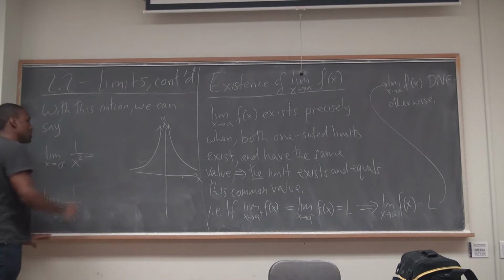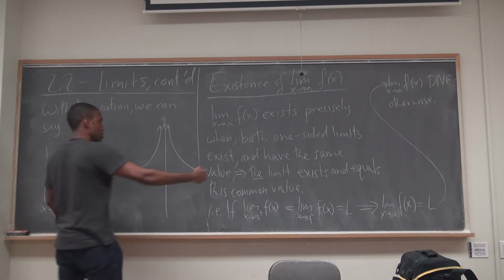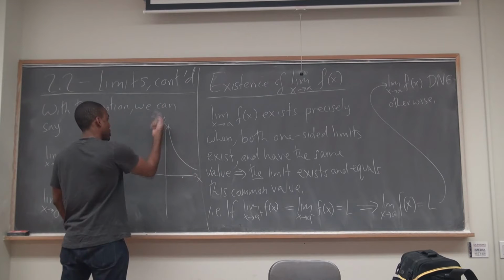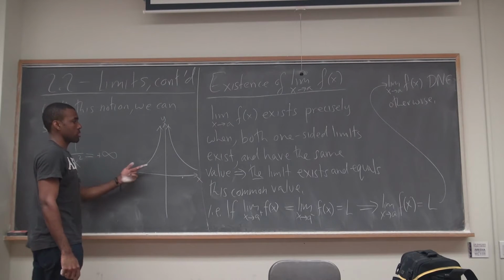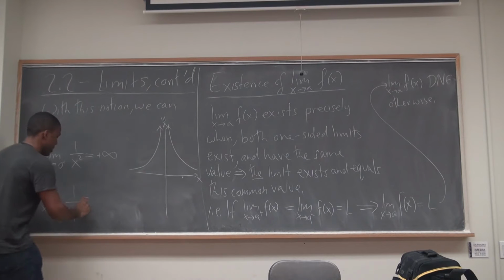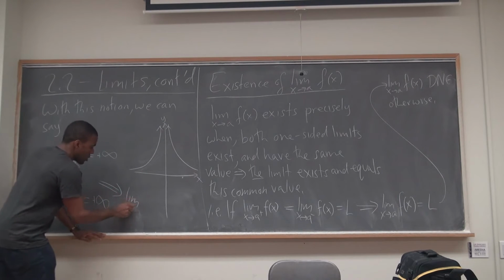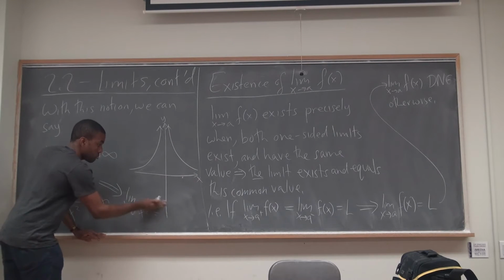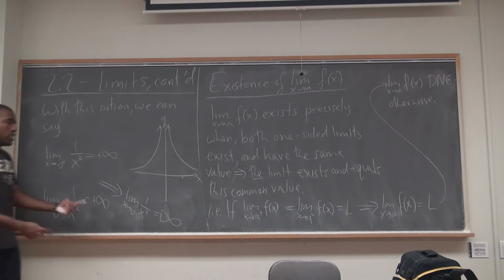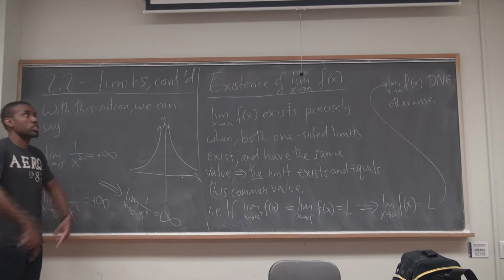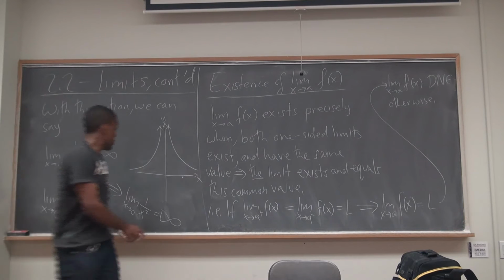Now, as I'm approaching 0 from the right side, what's this function doing? Shooting up to infinity. And as I'm approaching from the left side, what's it doing? Shooting up to infinity. This means, overall, the limit as x approaches 0 of 1 over x squared equals infinity. So I can see an answer here. Whether you're coming from the right or the left, we're still blowing up without bound.